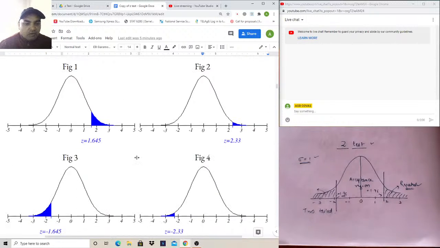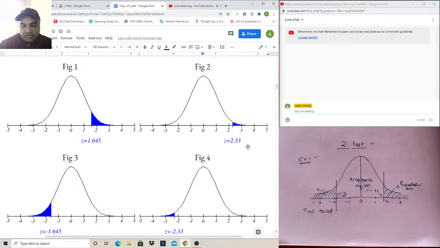Now in case of a one-tail, right-tailed test, the values will be on the right side. If it is 5% level of significance, it will span from minus infinity up to 1.645. Any value on this side will be accepted, and if the z value comes out to be more than 1.645, it will be rejected, because this blue region shows you the region of rejection.